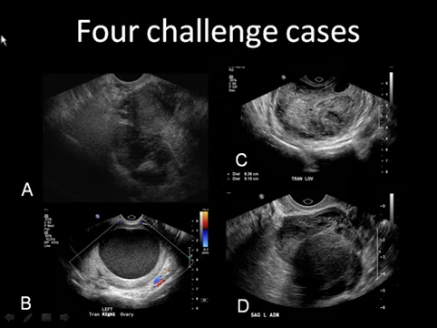This brings me back to the 4 challenge cases I showed at the beginning. This was a tubo-ovarian abscess that had the appearance of torsion, a hemorrhagic cyst within a torsed ovary, a hemorrhagic cyst in a non-torsed ovary, and a case of endometriosis.